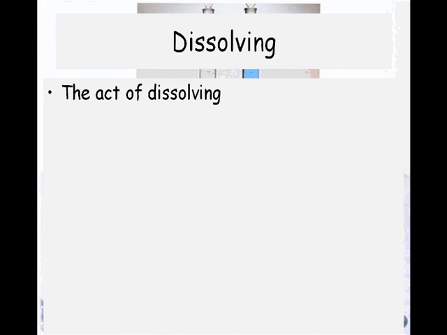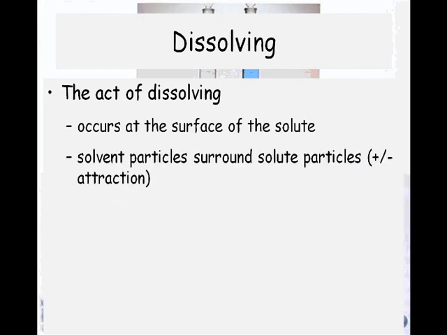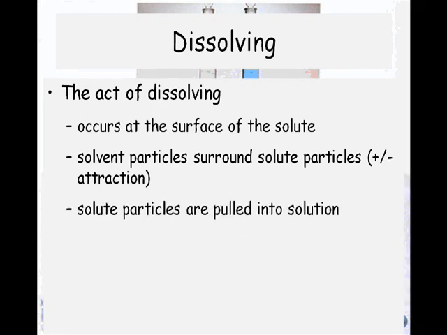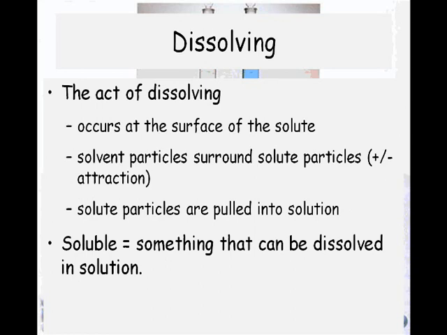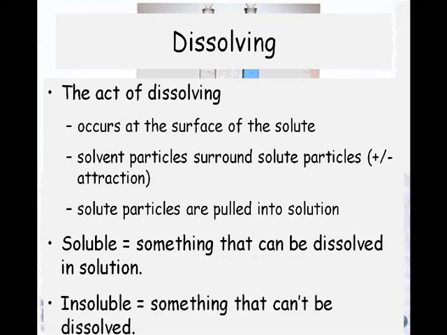All right, now let's talk about actually dissolving something. This occurs at the surface of the solute. So at the very surface of the solute, the solvent is pulling particles away from the solute, so eventually it will get completely dissolved. The solvent particles surround the solute particles to do that, and there's actually an attraction of opposite charges. That's how the solvent particles pull away at the solute particles. And so like we've said, the solute particles are pulled into solution. So if something is called soluble, that means it can be dissolved. If something is insoluble, that means it cannot be dissolved.